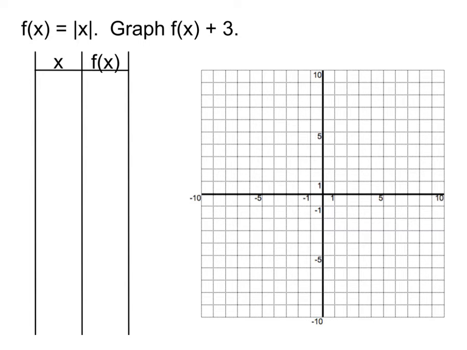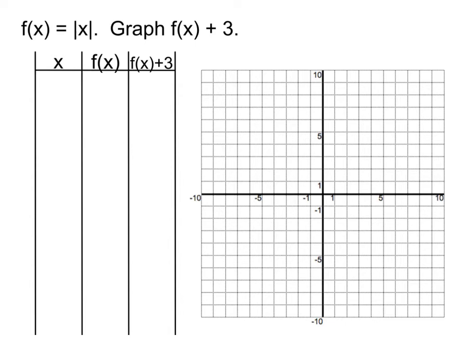But in order for us to know that, right now, this would be a graph only of x versus f of x. That is, it would just be graphing the original. It would not be graphing f of x plus 3. So we need to add a column to our table here. And so we're going to also have a column for f of x plus 3.